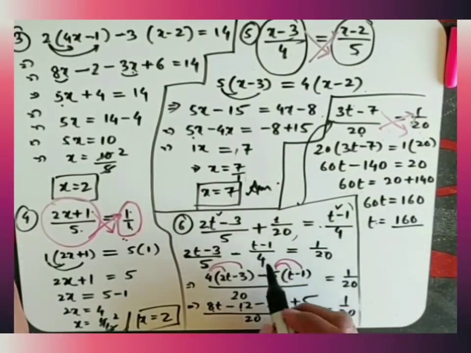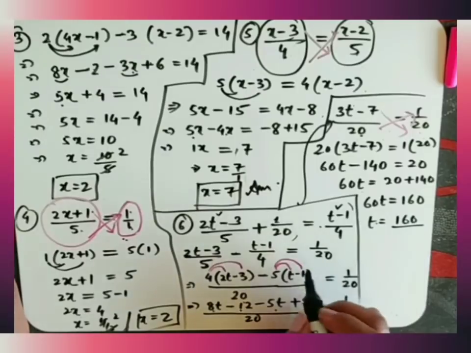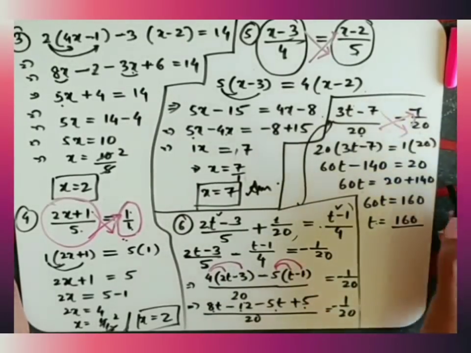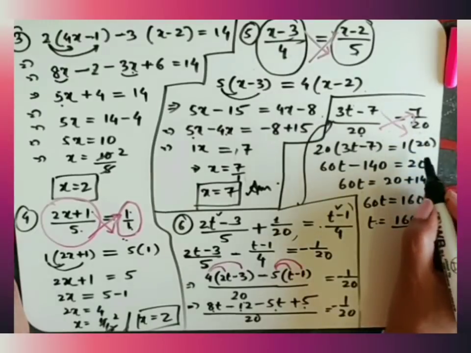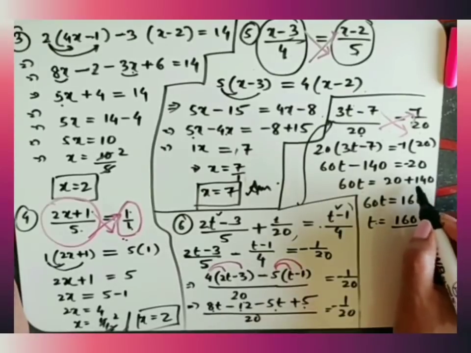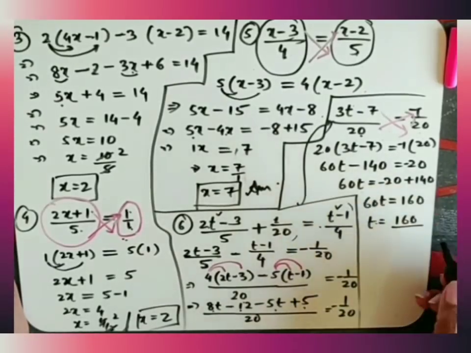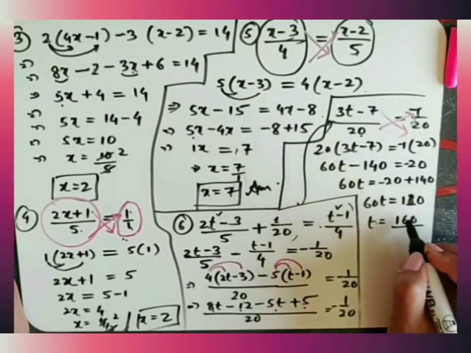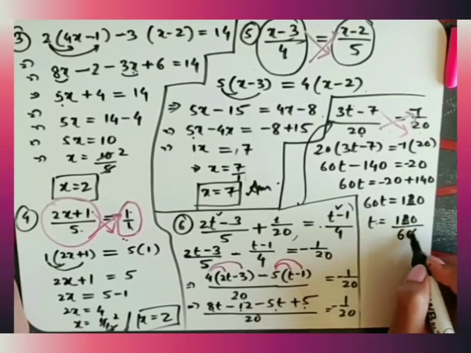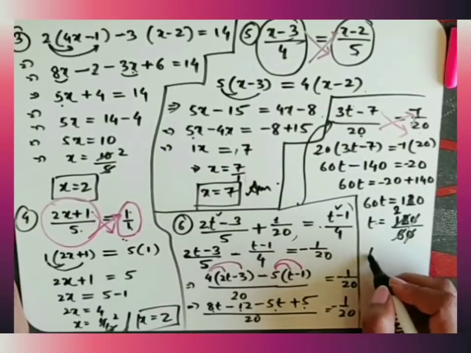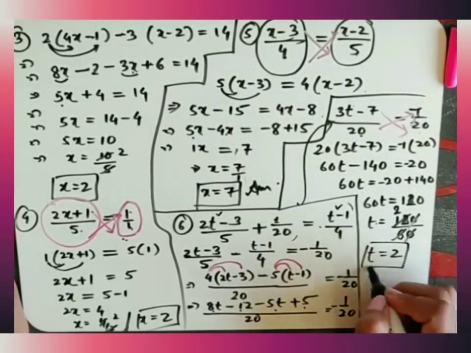So here we made a mistake. We brought this plus 140 to this side. We should have minus 140 here, and minus 20 here. So this 20 will multiply over here, and here it will be minus 20, and minus 20 plus 140. So minus 20 plus 140 will be 120. So 120 over 60. So the zeros cancel, and 6 multiplied by 2 will be 12. So t equal to 2 is the answer.